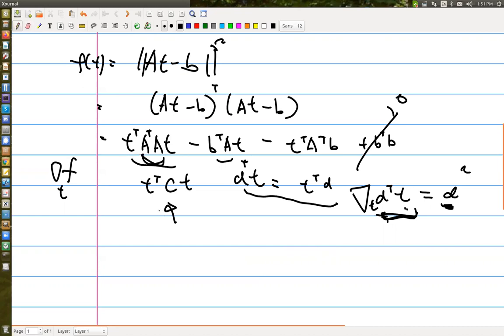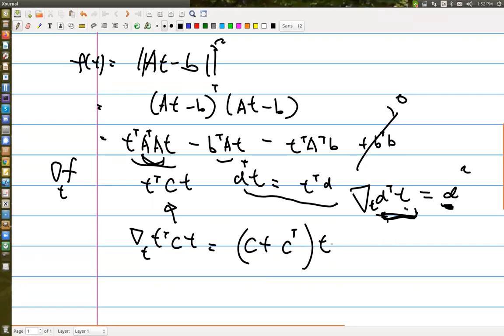So anyway, if you go through the algebra for this term, you should get that the gradient of t transpose Ct with respect to t is equal to C plus C transpose, times t, something like that.